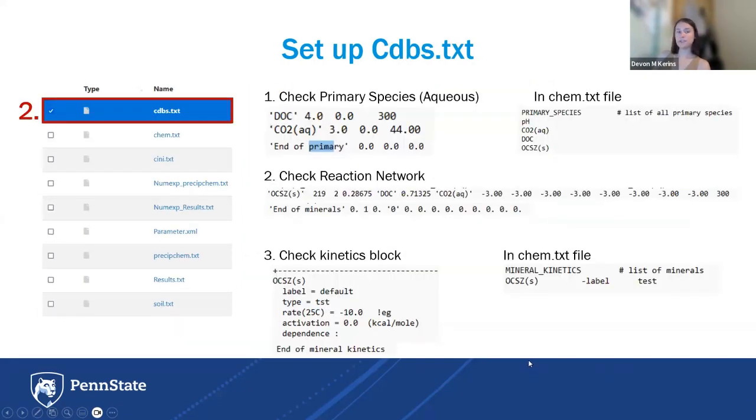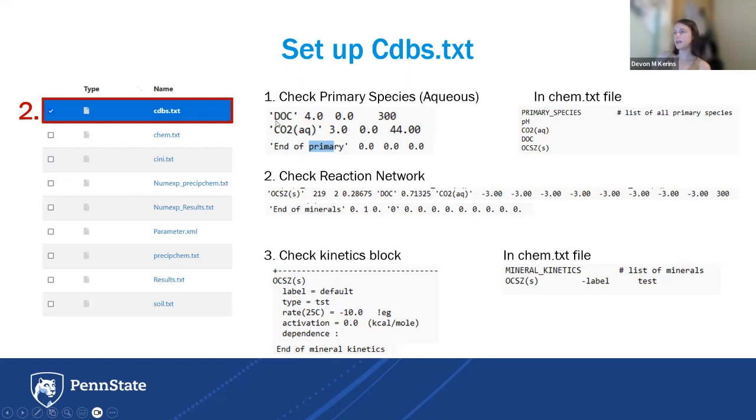Okay, and now to really explain the database a bit more, we want to check that what we specified in our chem.txt file matches with what we have in our database, so that we're telling the model to look in the right spot in the database. So first, we'll make sure that we've checked for all of our primary species and that we have our primary species listed as primary in our database. So in our database, in the primary species block, you can figure out it's the primary species block because there'll be a label, usually start of primary or end of primary, which you can see I've shown here.